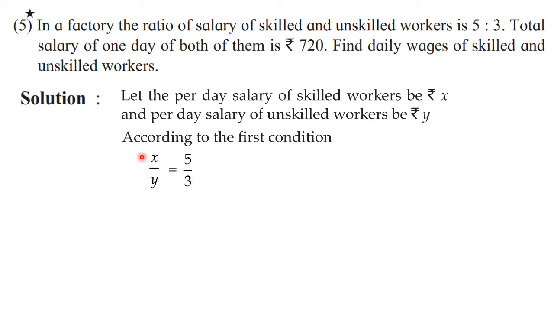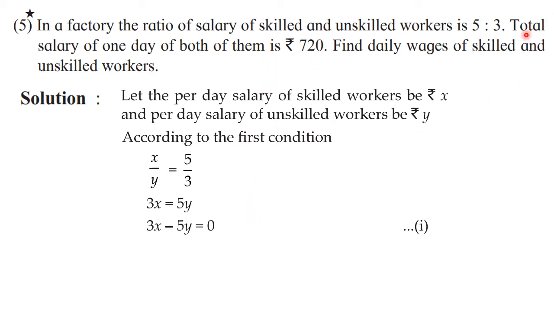Now cross multiply here to get the equation. So what do we get? 3x is equal to 5y when we cross multiply. Then when we write the equation in the form of ax plus by is equal to c, that means both variables on the left hand side and the constant on the right hand side, the equation will be 3x minus 5y is equal to 0. Number it as 1. This 5y is shifted to the left hand side. So from the first condition we got the first equation.